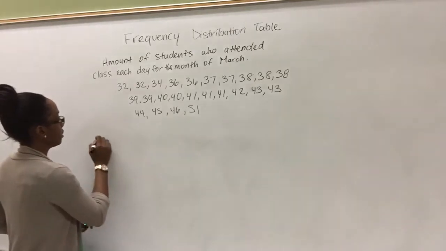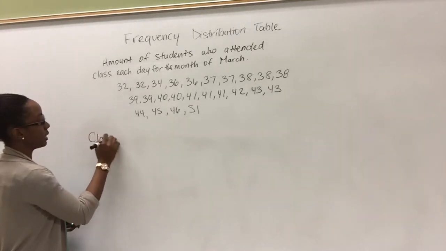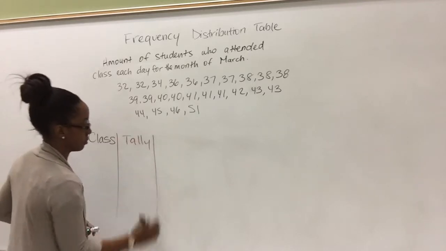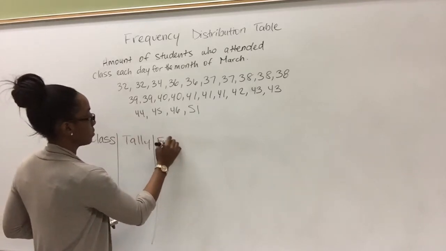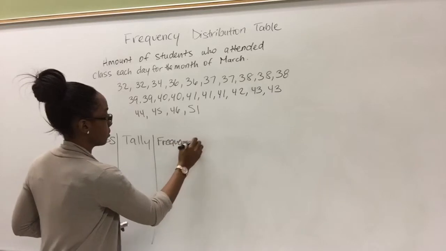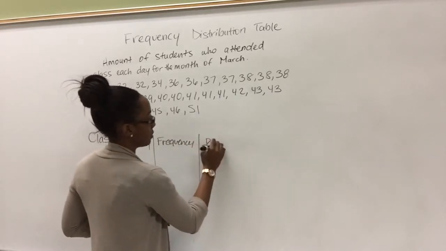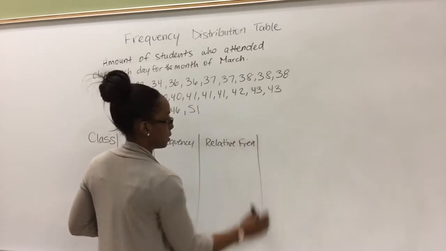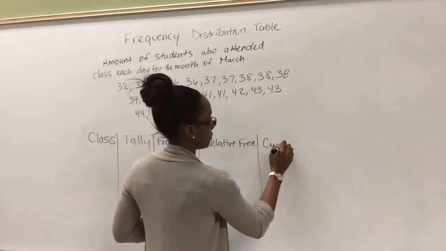Next, you create your columns. The first one being class, second being tally, then frequency, relative frequency, and cumulative frequency.